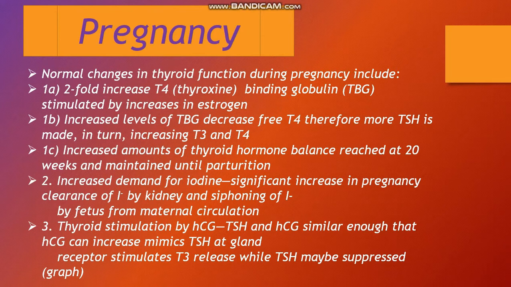Increased demand for iodine: significant increase in pregnancy, clearance of iodine by the kidney and siphoning of the iodine by the fetus from maternal circulation. Thyroid stimulation by human chorionic gonadotropin: TSH and human chorionic gonadotropin are similar enough that HCG can mimic TSH at the gland. The receptor stimulates T3 release, while TSH may be suppressed.